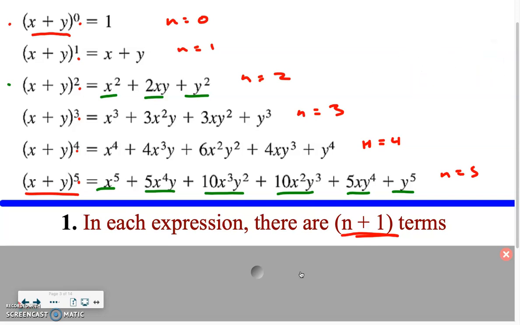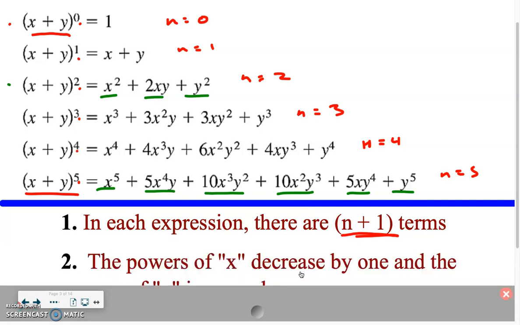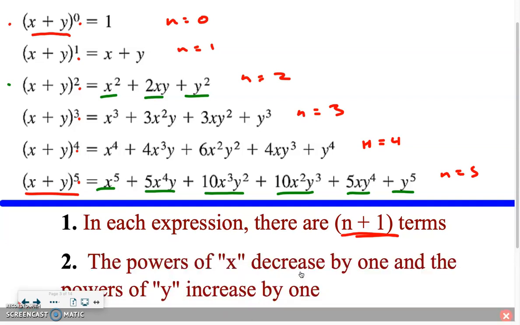So, again, that's the first pattern that we want to recognize and understand. Okay, the second thing that we want to see and understand is that the powers of x decrease by 1, the powers of y increase by 1. Now, please, again, realize that we're using x and y just very generically, but x represents the first term, y represents the second term. So we're going to go back to referring to these as x and y, but as we look at any of these, again, let's just focus on the biggest one.